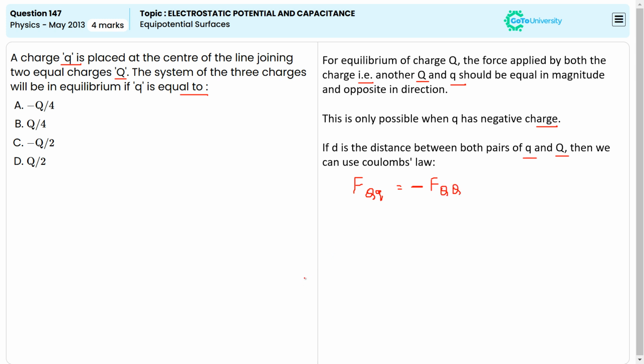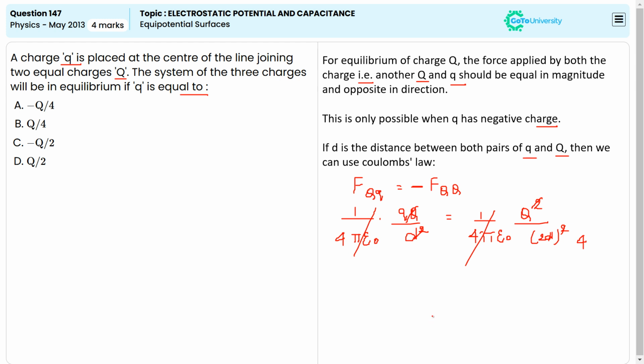Then we know the formula: 1 upon 4 pi epsilon naught times q times Q divided by D square, which is equal to 1 upon 4 pi epsilon naught times Q square divided by 2D whole square. The common terms just get cancelled. 1 upon 4 pi epsilon naught cancels on both sides. Here it is 2D square, and one Q gets cancelled, and the D square gets cancelled. Then the 2 square becomes 4.